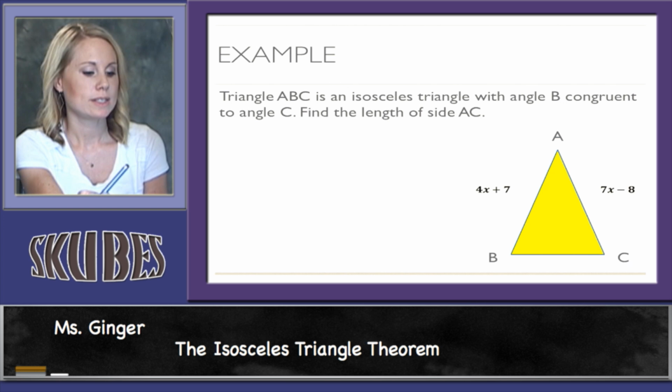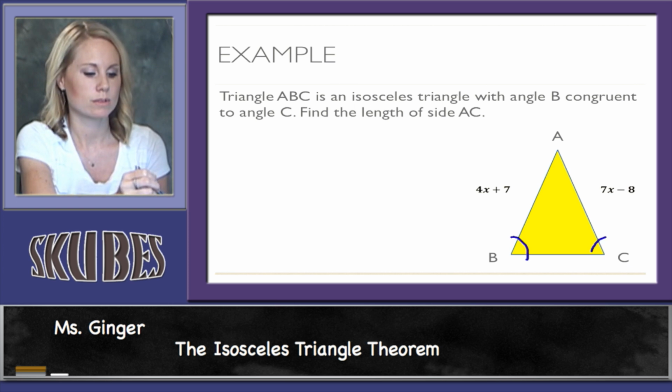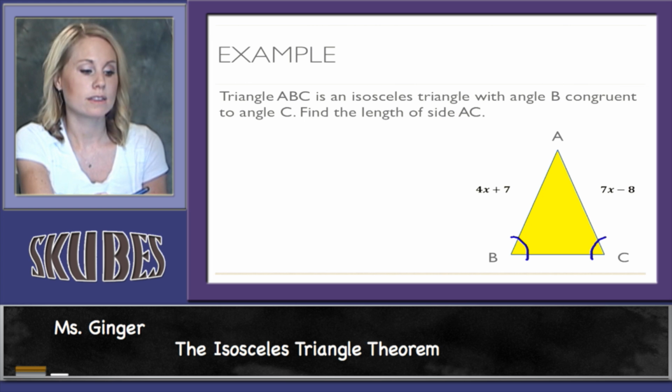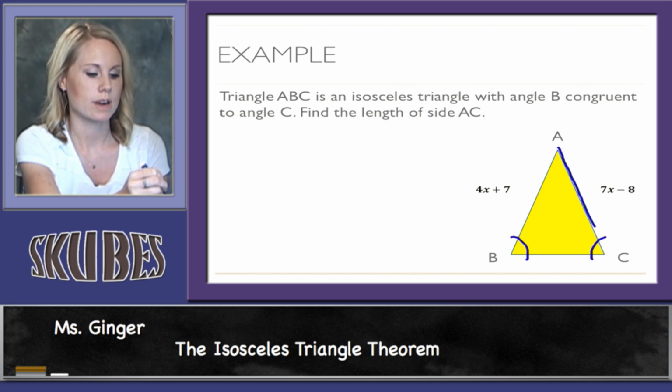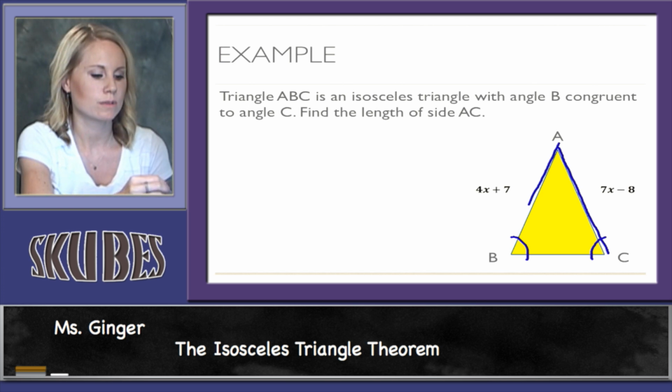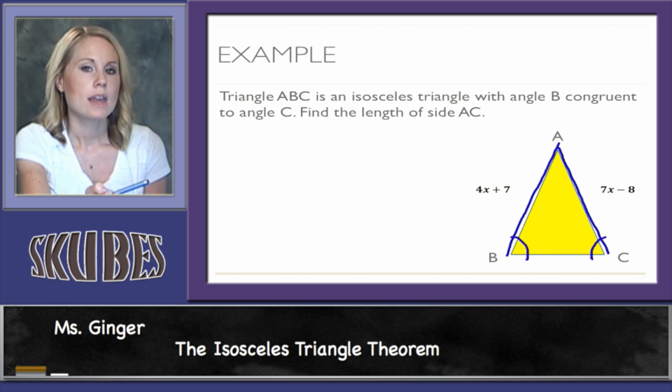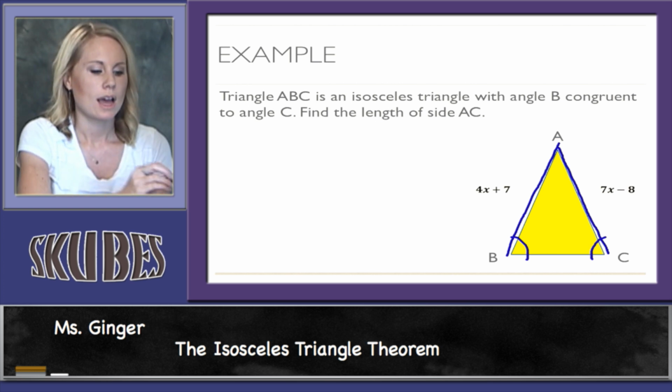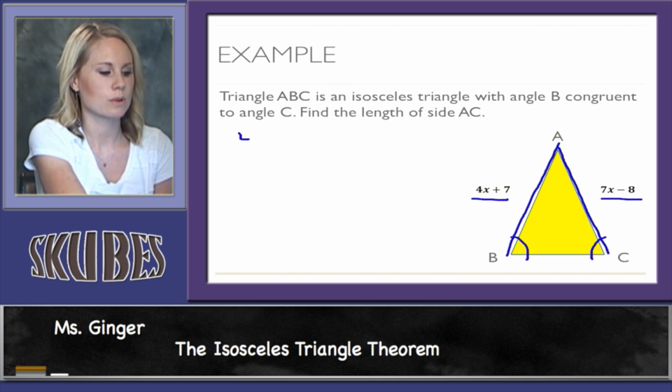Alright, triangle ABC in this picture is an isosceles triangle again with angle B congruent to angle C. So let's go mark those. Those are congruent. Find the length of side AC. Alright, so we're going to have to rely on what we know about this theorem. If B and C are congruent, that means side AC and side AB are congruent. Once again, as in our other picture, those are congruent. Knowing that, even though I don't have any straightforward measures on these sides, I can set something up here. If I know those sides are congruent, then these expressions are congruent.